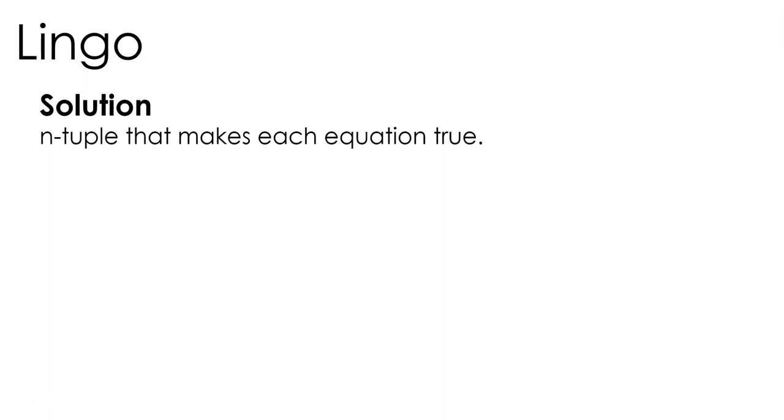Now, what I mean by n-tuple is if we're in 3 space, it will be a 3-tuple. If we're in 2 space, it will be a 2-tuple. If we are in R20, it will be a 20-tuple.